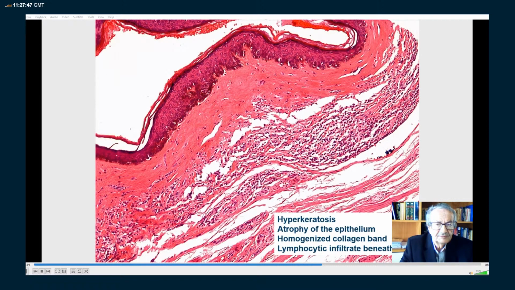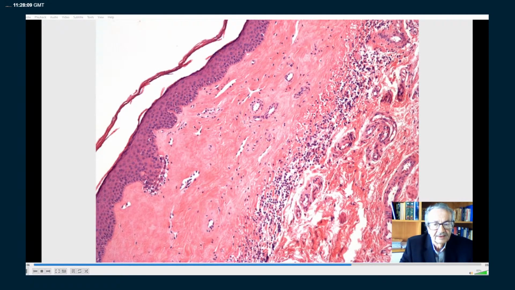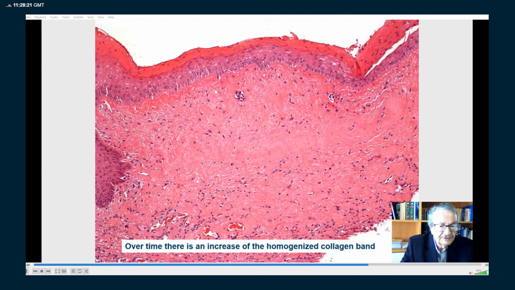Here we have a typical picture of lichen sclerosus. The epithelium is atrophic with hyperkeratosis. We have a homogenized collagen band beneath and another band of lymphocytic infiltrate. Here in another picture, the atrophic epithelium, the hyalinized band, and the lymphocytic infiltrate. Over time, there is an increase of the homogenized collagen band, and this is the cause of the stricture of the urethra.